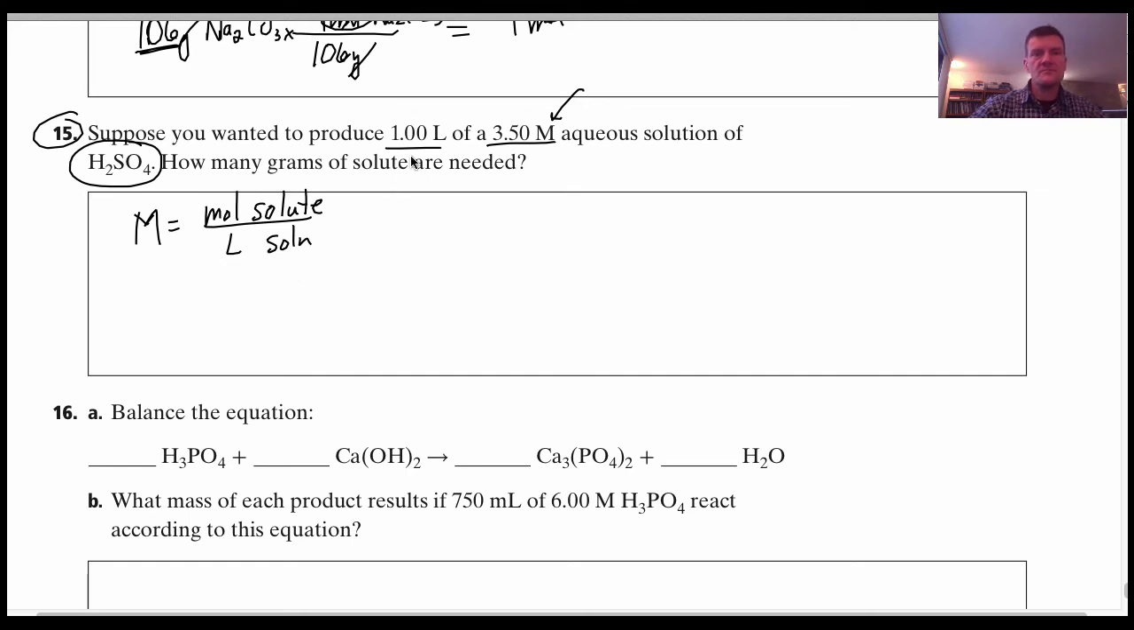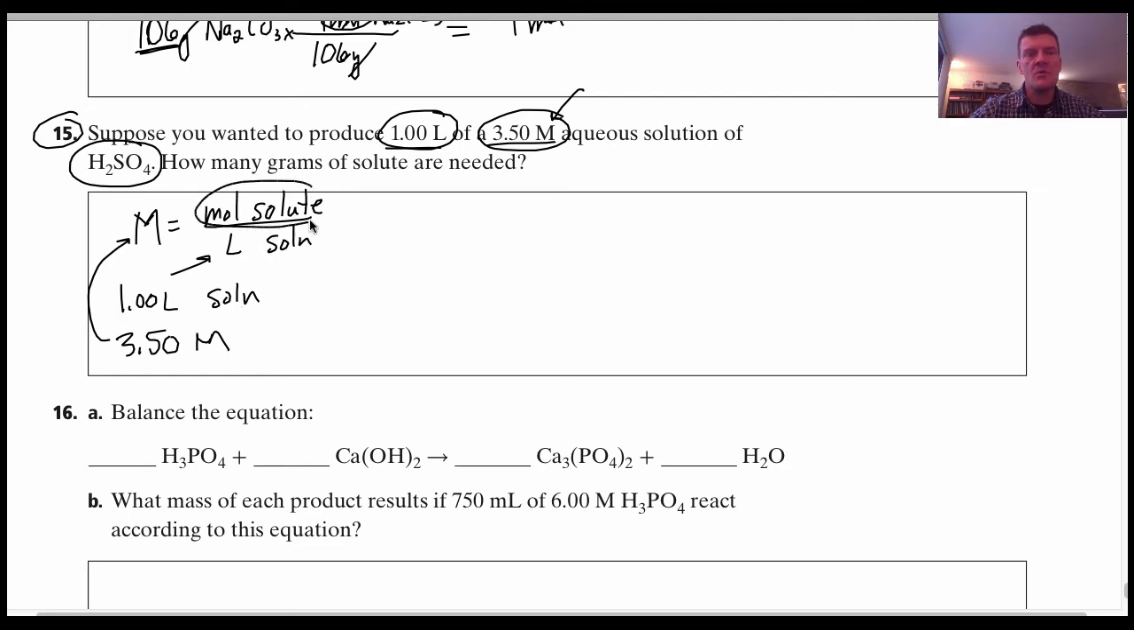Let's look. We want to produce 1 liter. So I know this bottom number here is 1 liter. Okay? And I'm given the concentration, 3.5 molar. That's the molarity. I'm given that. So from this, I should be able to figure out the moles of solute, and then from the moles, I should be able to go to the grams of solute.